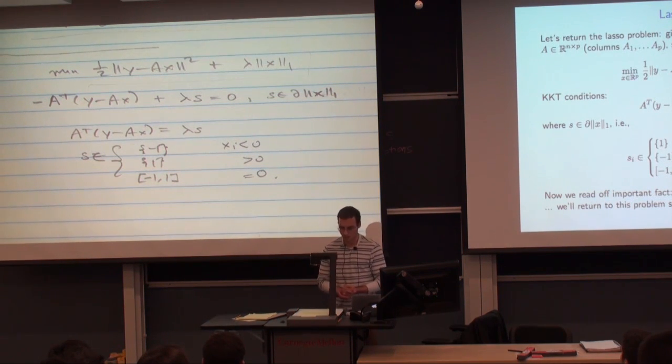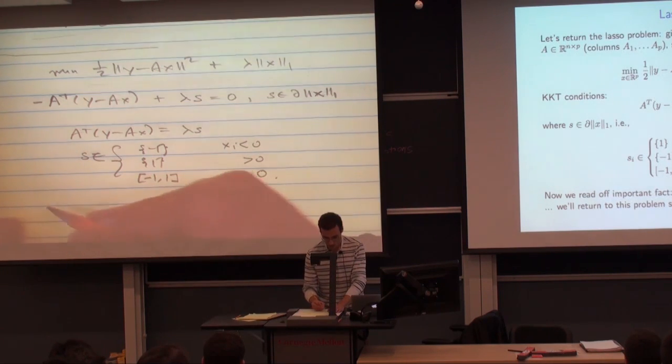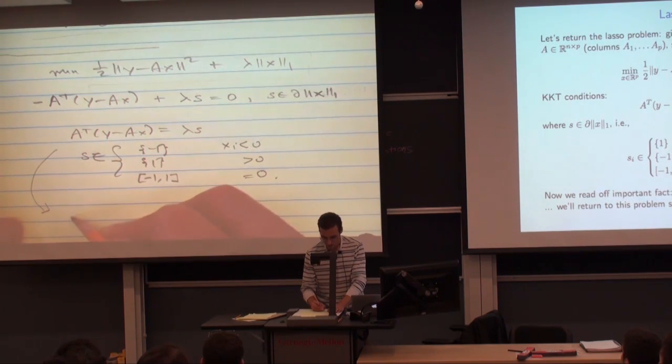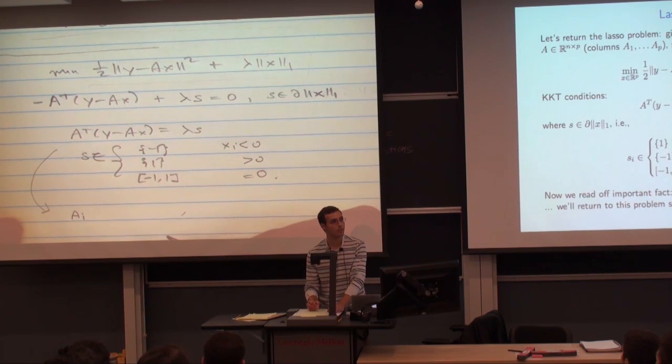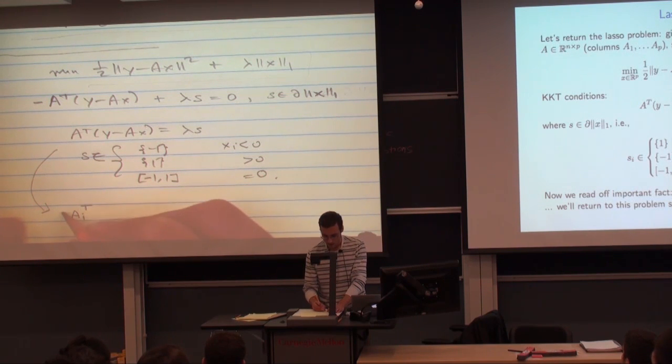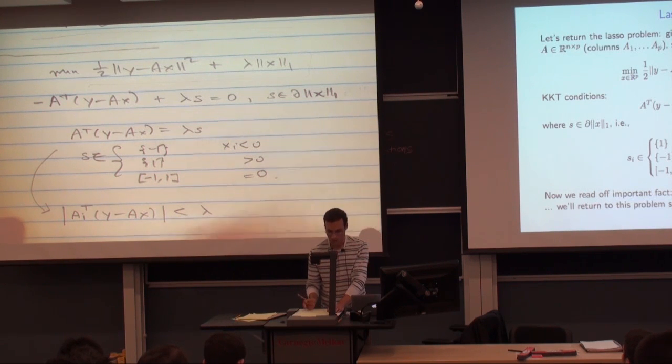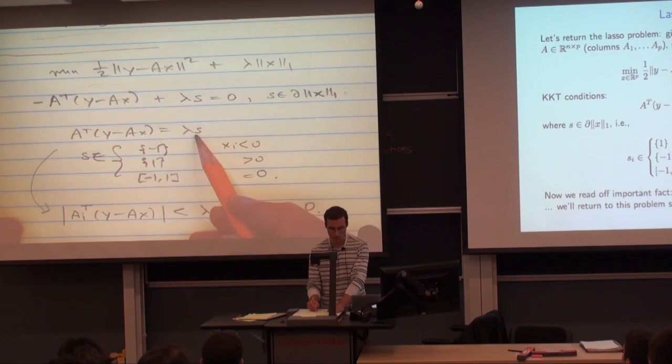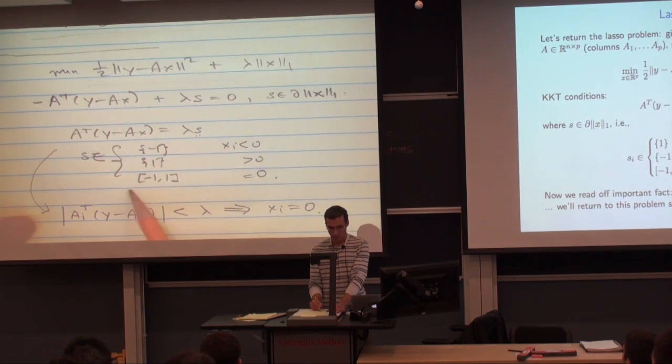Okay, so what does that tell us? In particular, we can just read directly off of this. If I happen to have the Lasso fit, so if I knew what Ax was, and I looked at the inner product of the ith variable in that design matrix with the residual, if that was less than lambda in absolute value, then this implies that x_i must be 0. Because in that case, it tells us from the KKT conditions that the subgradient was strictly between minus 1 and 1, and the only time that can happen, if we look at the possible subgradients, is if x_i was 0.